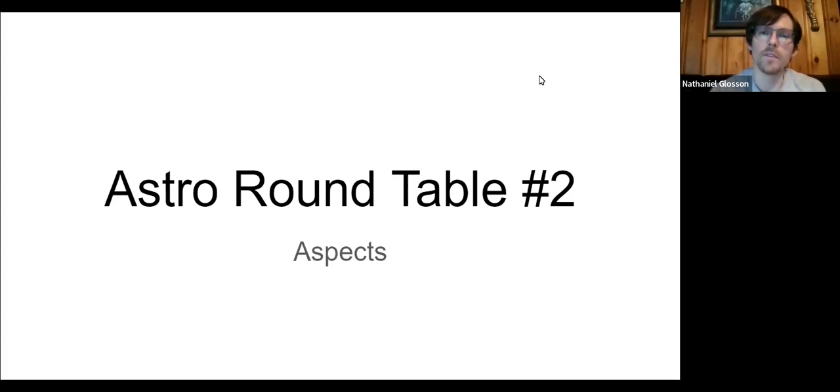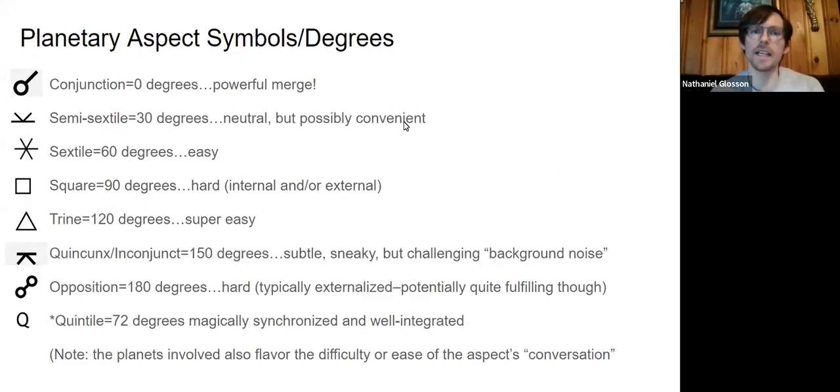Hey everybody, welcome to Astro Roundtable number 2, where the focus today is going to be all about aspects. I'm going to try and help unpack what aspects are and give a few different lenses for how to look at what they represent and their symbology. So, planetary aspects.